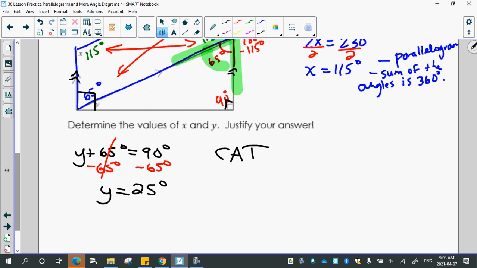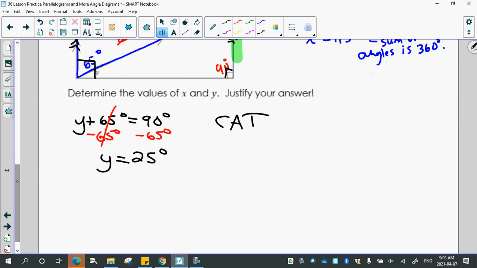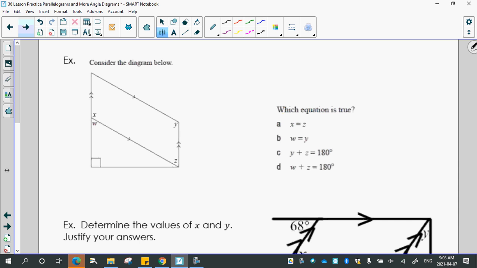Okay, but there were many ways we saw you could have got x. There were many ways we saw you could have got y. As long as you put your justification down and you get the correct answer, you're good. All right, the next one.